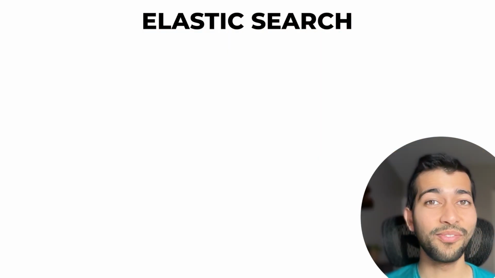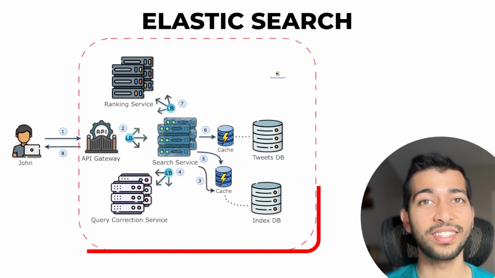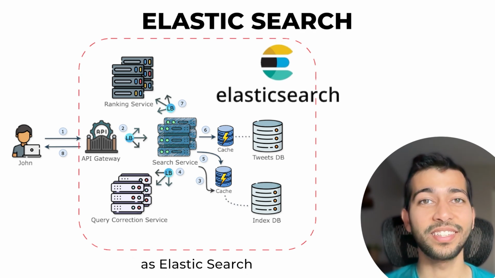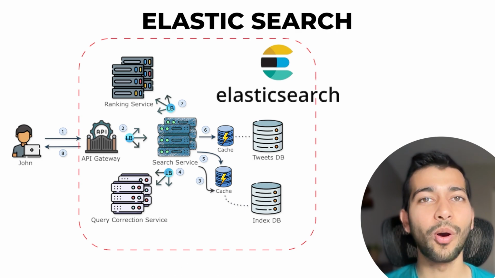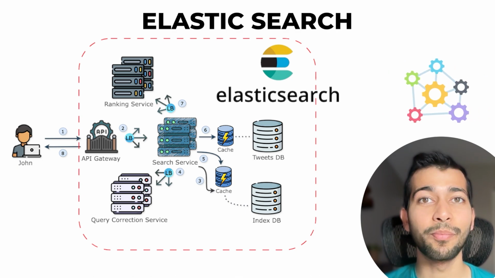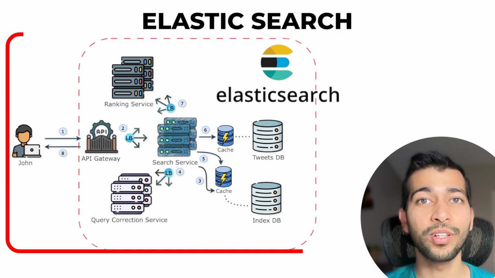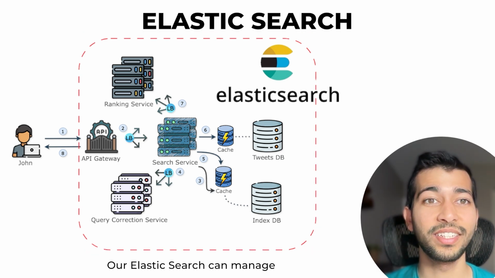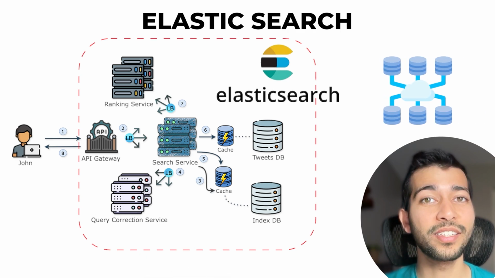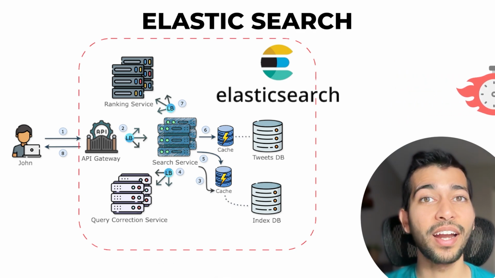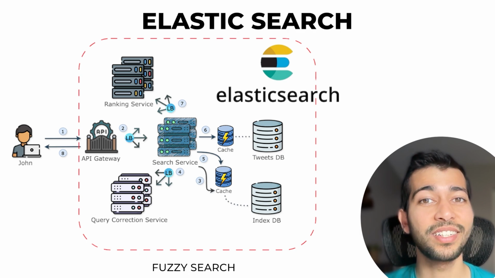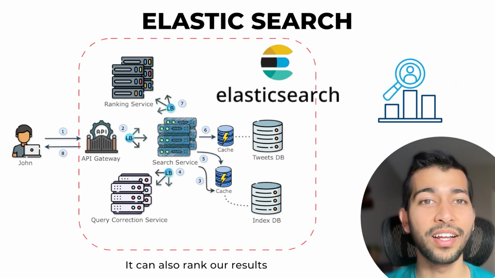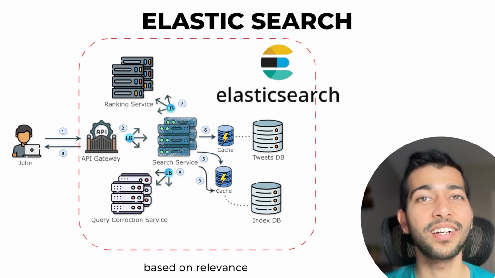In fact, if we replaced our design with Elasticsearch, it would work in very much the same way. Obviously, there are more complicated designs in Elasticsearch, but the overall gist of the design is very similar. Elasticsearch can manage huge data loads while keeping the search fast. It can also handle typos with fuzzy search similar to our query correction service. And it can also rank our results based on relevance like our ranking service.